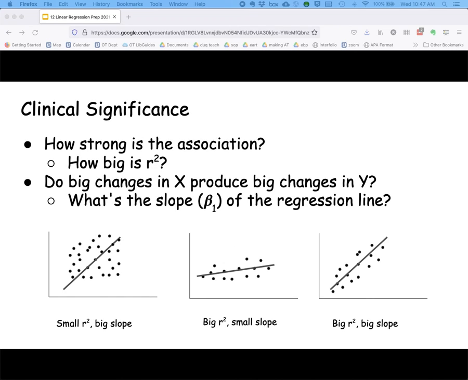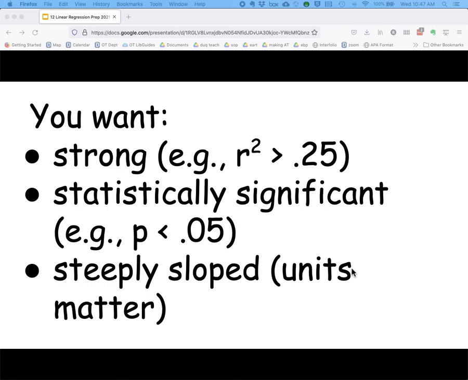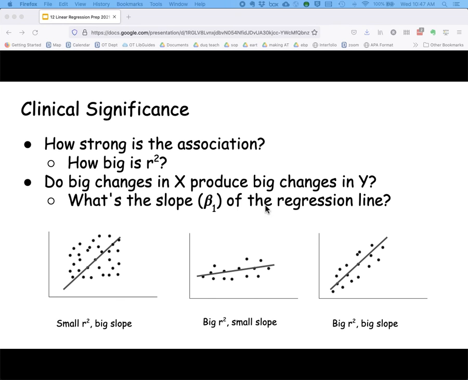And we've talked a little bit about the difference between statistical significance and clinical significance. So this is what we're talking about when we say we're looking for a clinically significant result. So you want to see a big R squared so that the association is strong, and you want to see a steep slope in your regression line so that a small change here gives you a big change here.